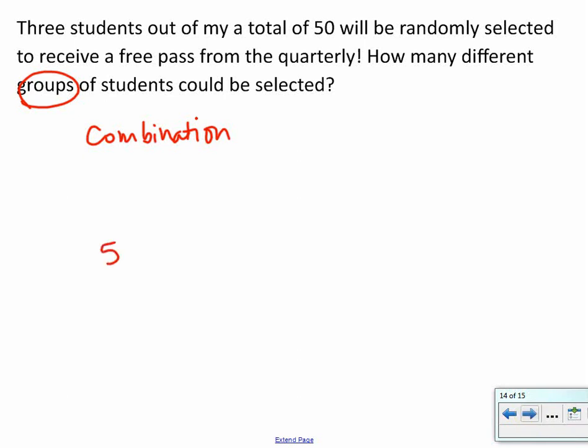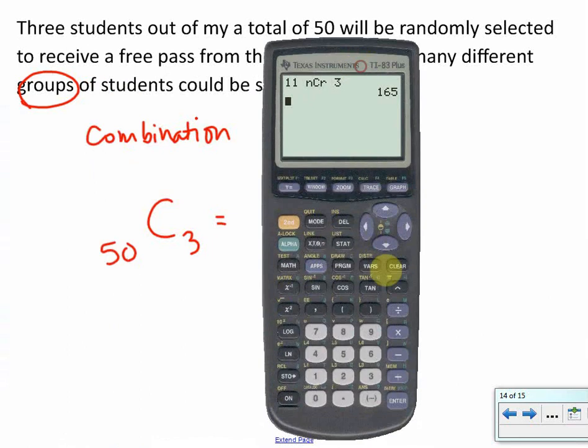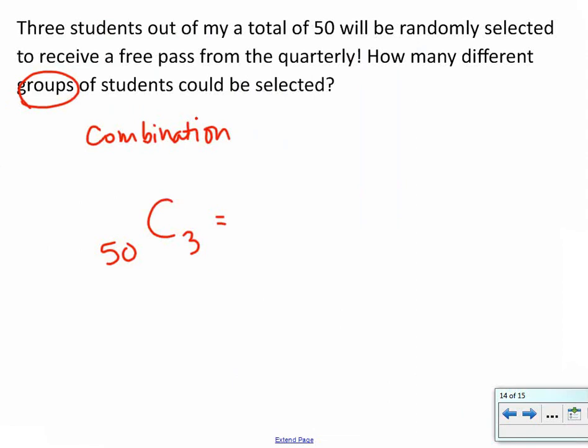So here this would be a combination of 50 things taken 3 at a time. So I can do this in my calculator. 50 choose 3. 19,600. That is a lot of different groups of people I could call to get a free pass from their quarterly. So good luck with that.